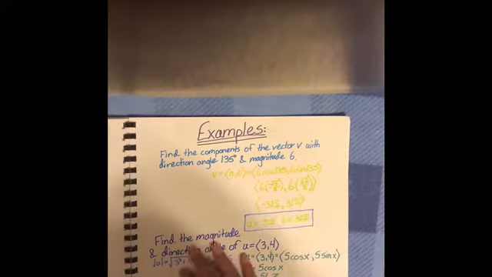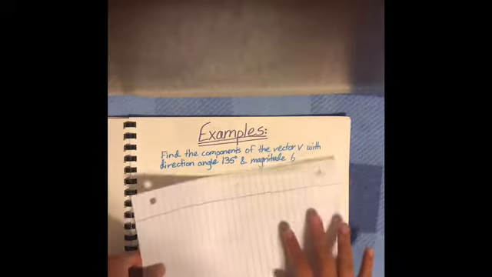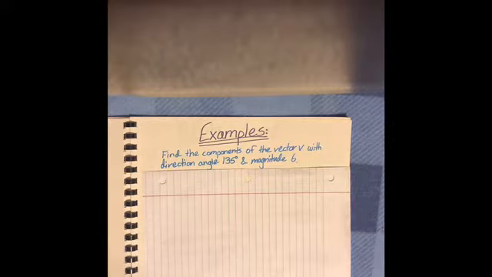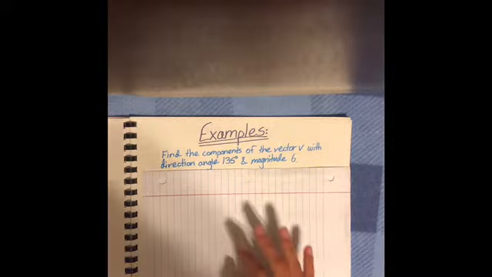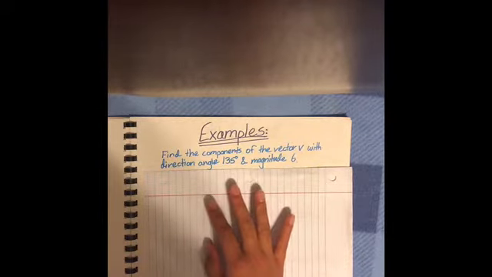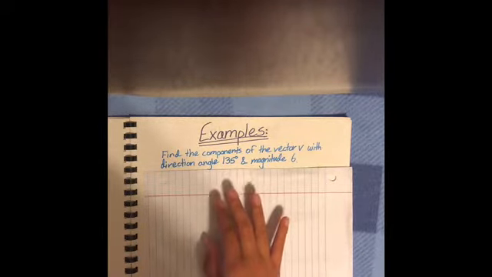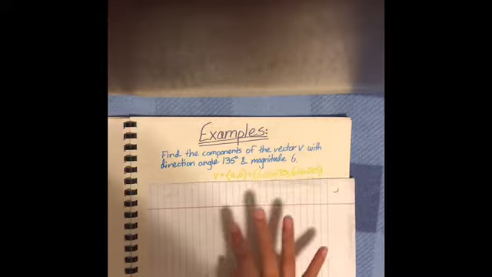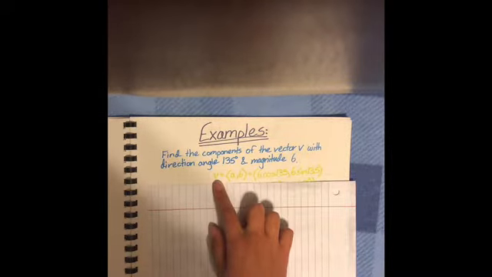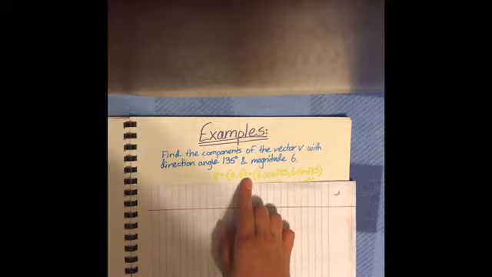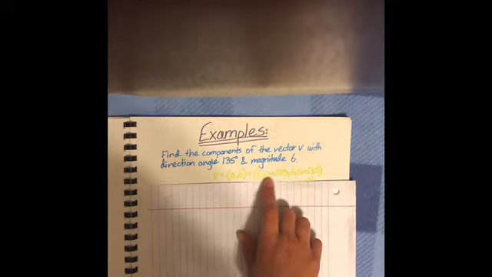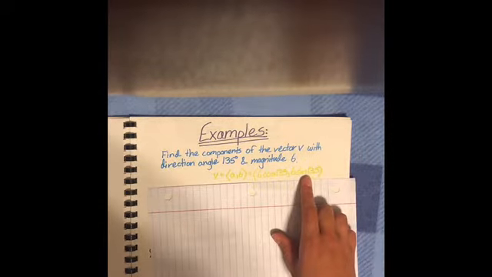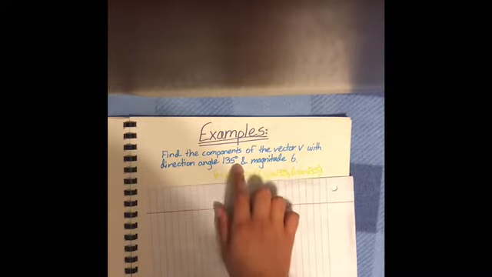So now we're going to go on to the examples of that. At this point, I encourage you to pause the video and try to solve them on your own. This one's asking you to find the components of vector v with the direction angle 135 and a magnitude 6. So we're going to use one of the formulas that we just had. If v is equal to a comma b, then you're going to have 6, which is the magnitude, times the cosine of 135, 6 times the sine of 135, and 135 is the direction angle.